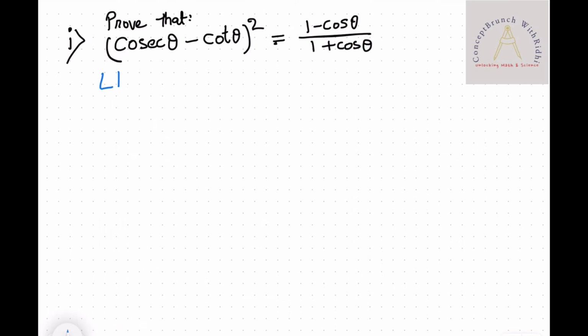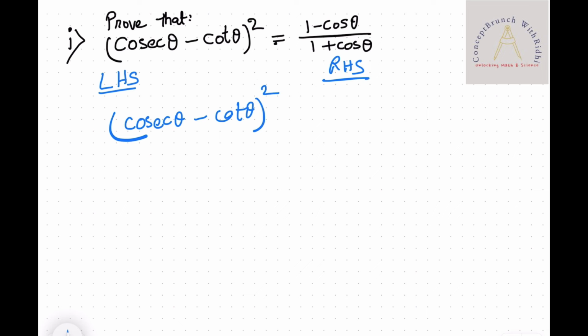This is our first question. In that we have to prove LHS equal to RHS, correct? Let's take the LHS first. Write it down: (cosec theta minus cot theta) whole square. In this question we have to write all the values of cosec theta and cot theta in terms of sine and cos. We can do so in many ways. This is the easiest way how we can do that.